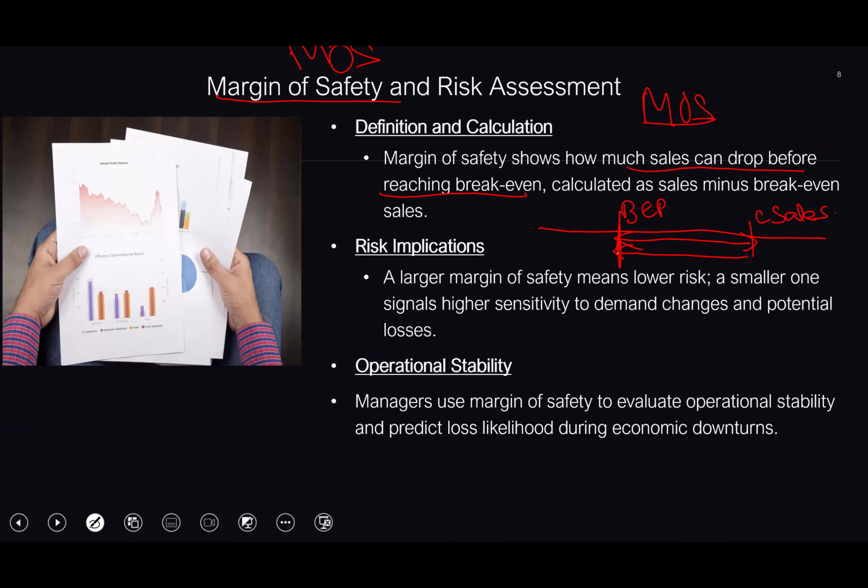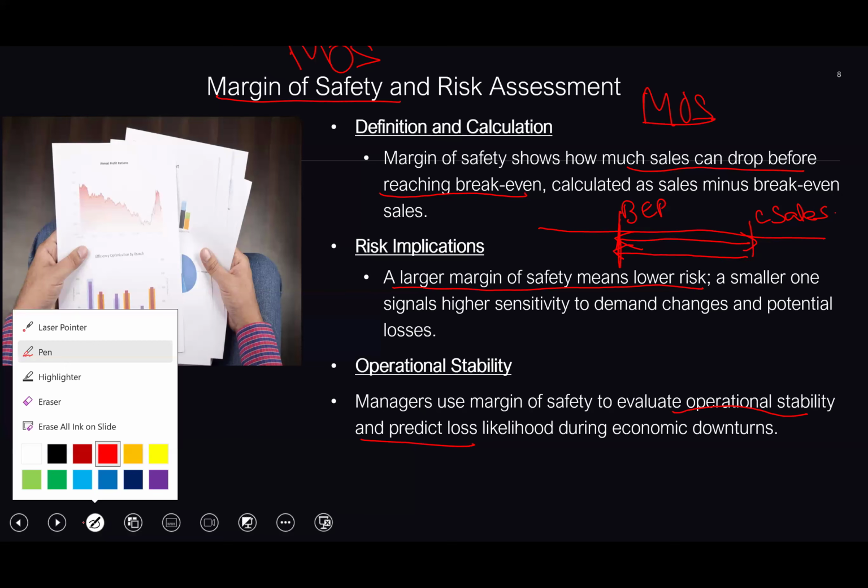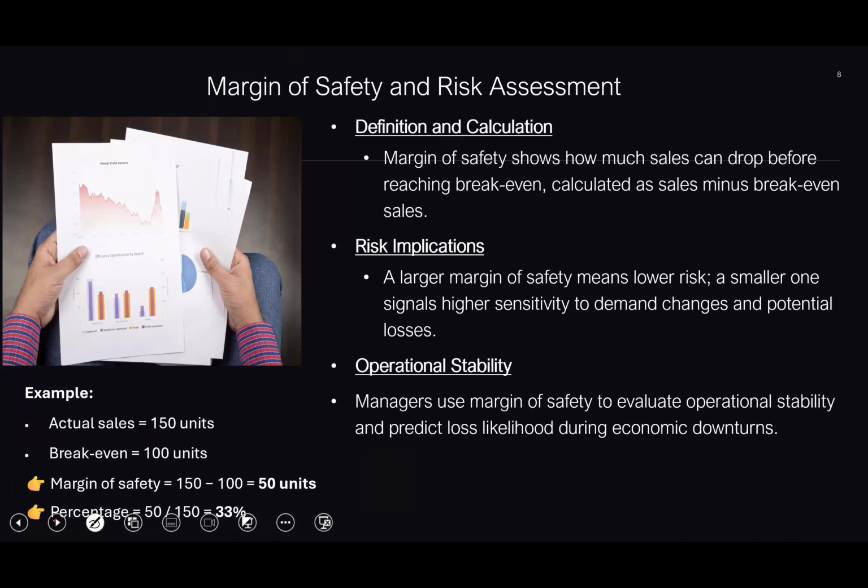A large margin of safety as a result means lower risk. Banks would be happy to give you a loan if you have a large margin of safety. So in banks, it gets used a lot. Managers also use margin of safety to evaluate operational stability and predict losses, meaning if my sales were to fall by 20%, will I see a loss in the company, or will I still be able to manage, and so on? Let us try to show you a little example.